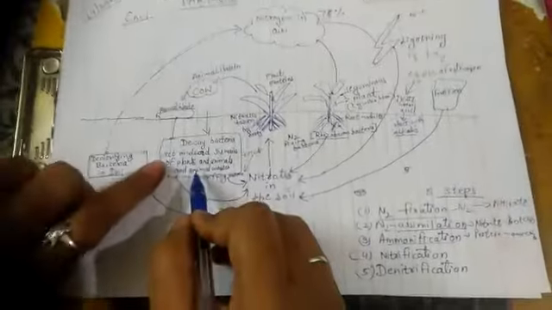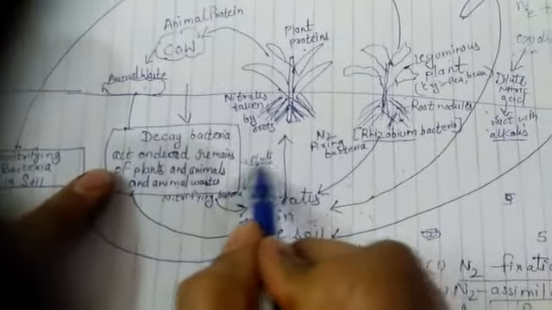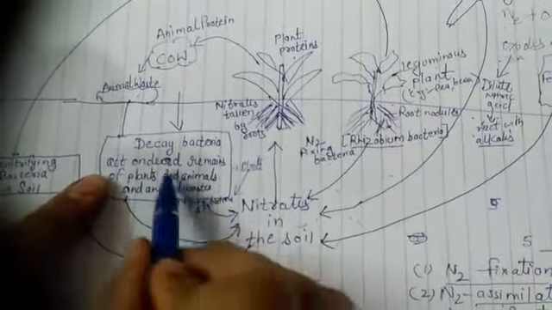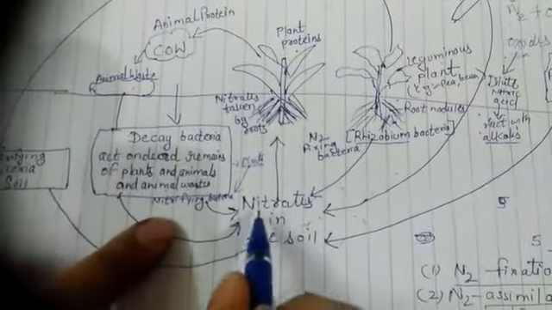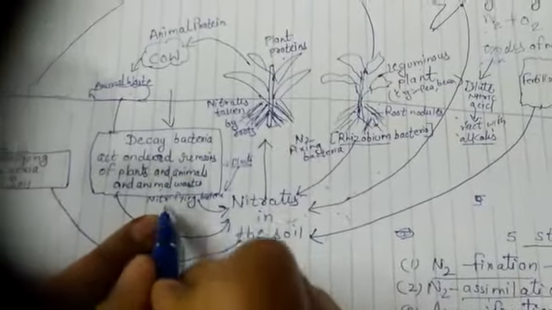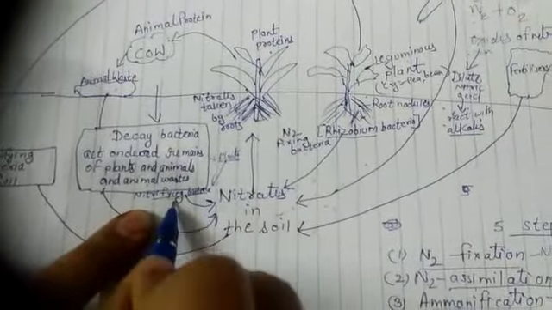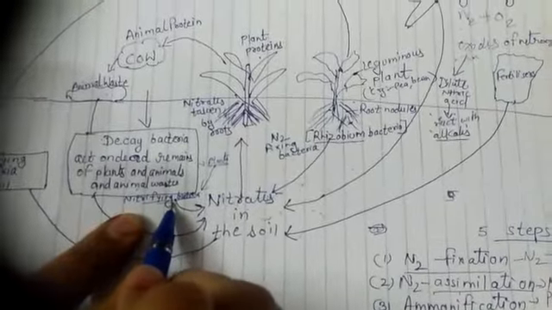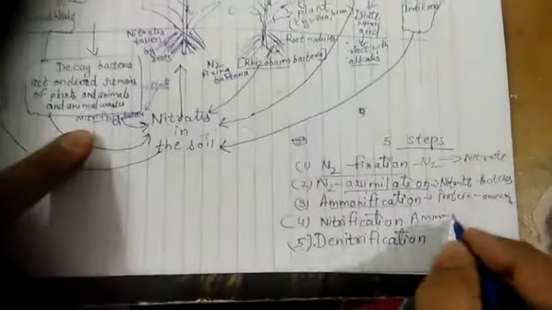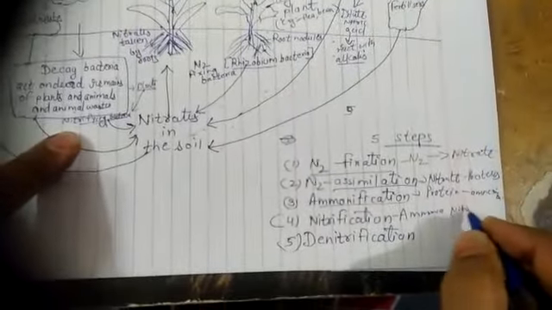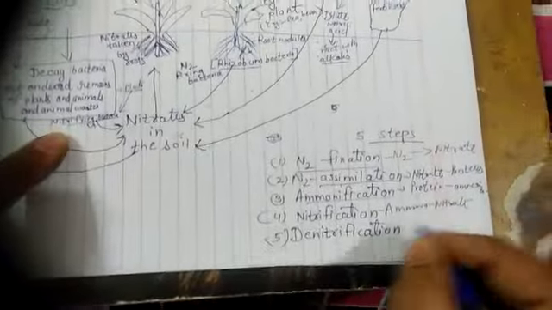So now ammonia has been made. Some of the ammonia is taken up by plants directly, and some of the ammonia is converted into nitrates by nitrifying bacteria present in the soil. So the conversion of ammonia into nitrate is called nitrification.